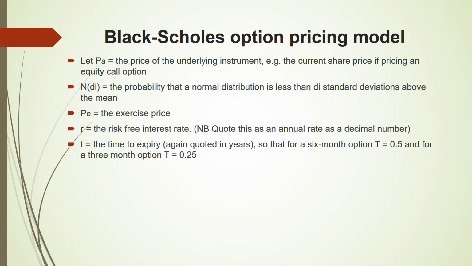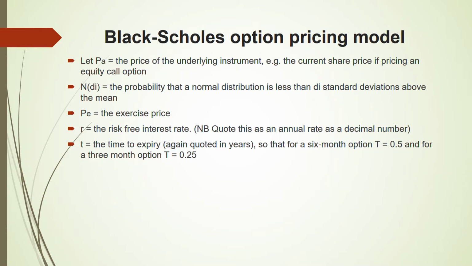Then time, the time to expiry of the option. It could be 6 months, it could be 3 months. Let's say they are giving us 3 months. We are not writing 3 in our calculation. We have to write it in terms of a decimal, that means 3 over 12, which is 0.25. So if it's 6 months, time will be 0.5. If it's 3 months, time will be 0.25.